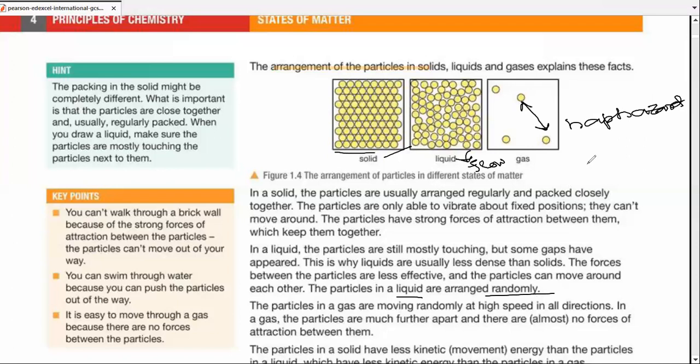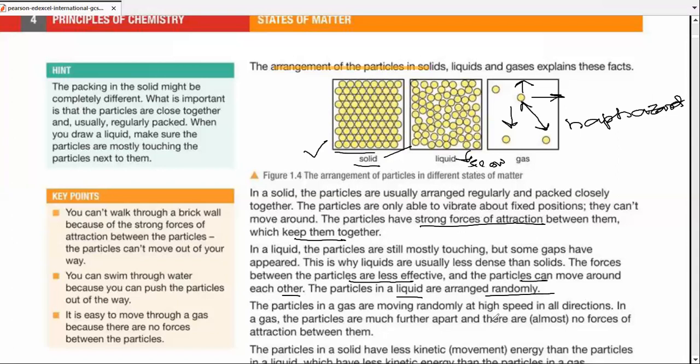They might collide with one another. They might collide with the wall. They might collide with the lid of the container or whatever that is. When we discuss this in terms of forces of attraction, there are three things we need to keep in mind. In the case of solids, there are very strong forces of attraction, which keep them together, hence this tightly packed structure. When we talk about liquids, they have forces which are less effective than solids, but definitely more effective than gases. So the particles can move around a little bit.